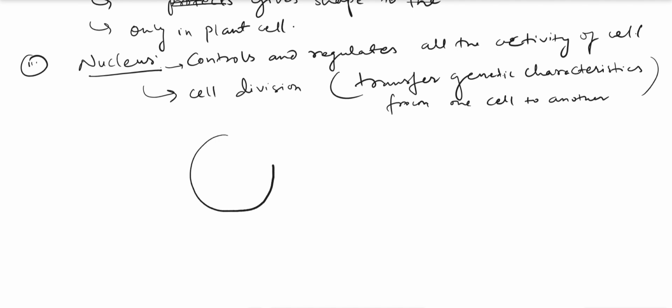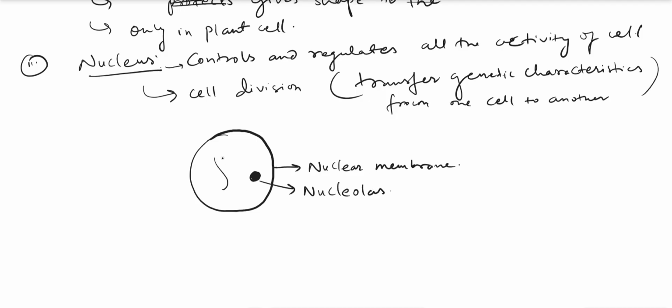So let's see the structure of the nucleus. The nucleus is the main part of the cell, which is covered by a membrane called the nuclear membrane. The black dot-like structure which helps in the preparation of ribosomes is the nucleolus. Nucleolus produces ribosomes, and inside the nucleus we can see the chromosomes.